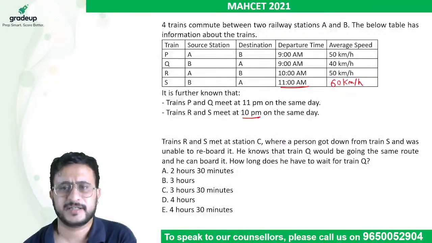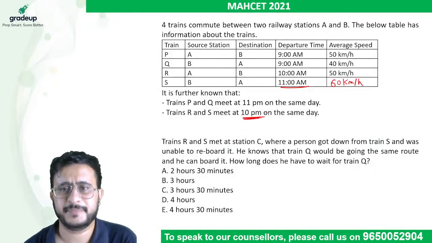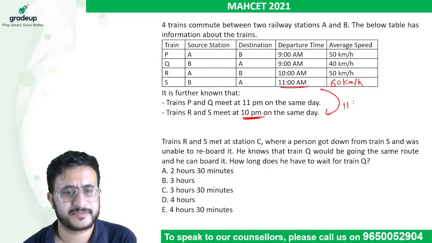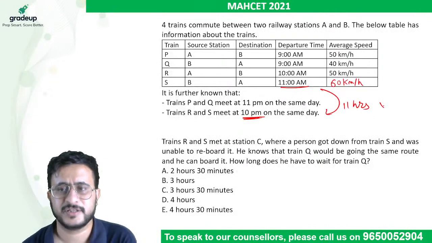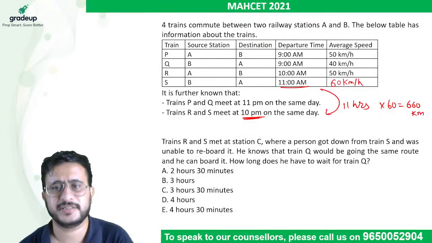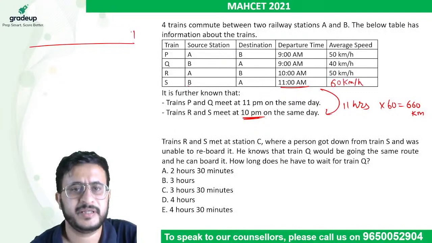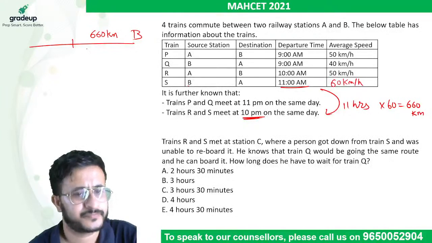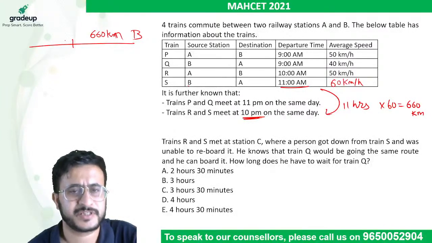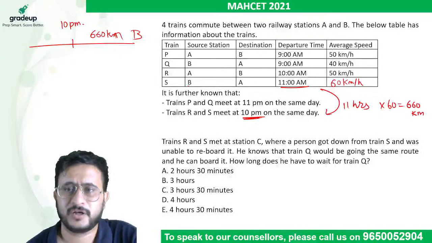It says that the person got down from train S. When are they meeting? 10 p.m. That means after 11 hours. After 11 hours, they must be 660 kilometers from which station? S is from B, so from B they are at a distance of 660 kilometers. They are at a distance of 660 kilometers at 10 p.m. Correct. Now what is happening?